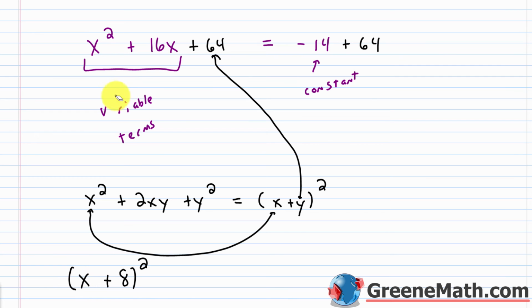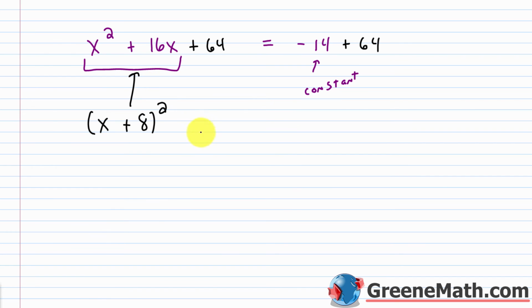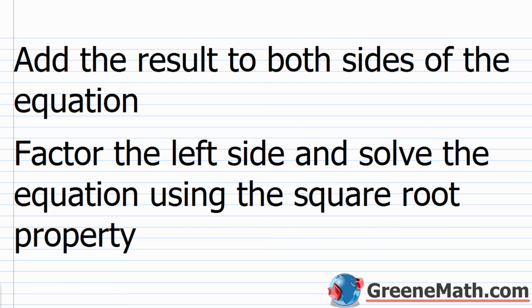Now let me erase this real quick. I'm going to just drag it up. And this is equal to, over here I just need to do a sum. Negative 14 plus 64 is going to give me positive 50. Now let's go back down. And again, factor the left side and solve the equation using the square root property. Okay, solve the equation using the square root property.